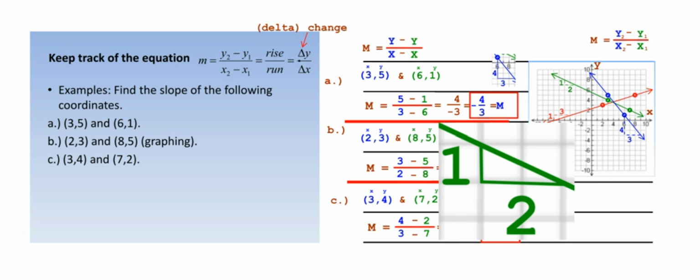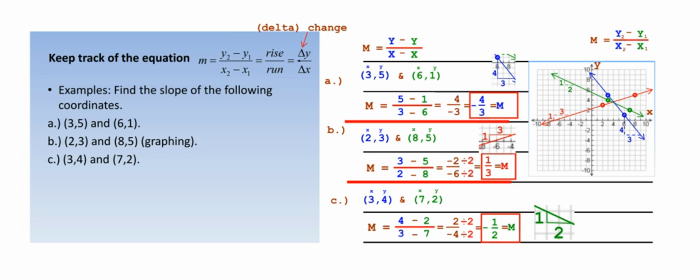And of course the last one is where it's going downhill again, in other words negative. You have a negative slope. And it's going down 1 over 2. Once again, down 1 square and over 1 and 2 squares. Hopefully that made it easier to visualize.